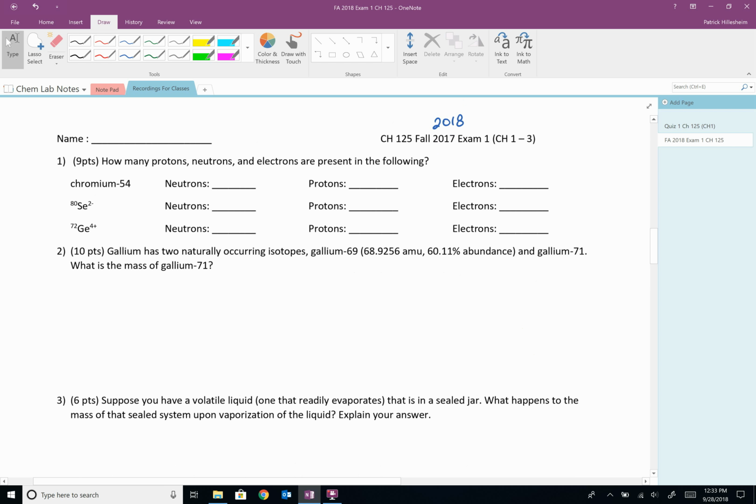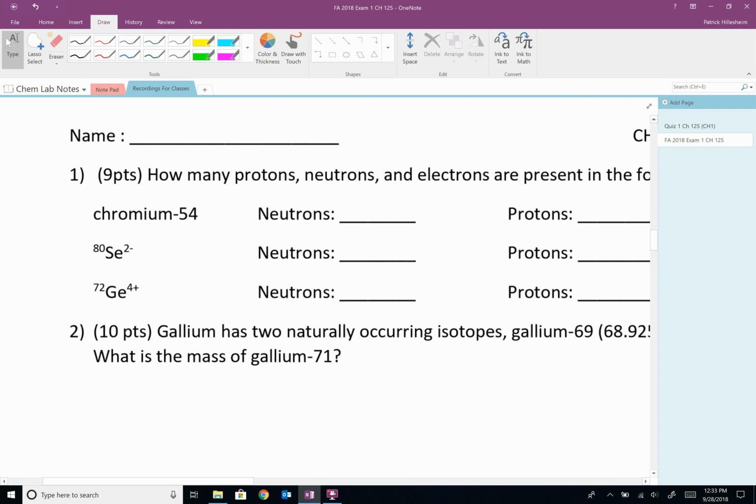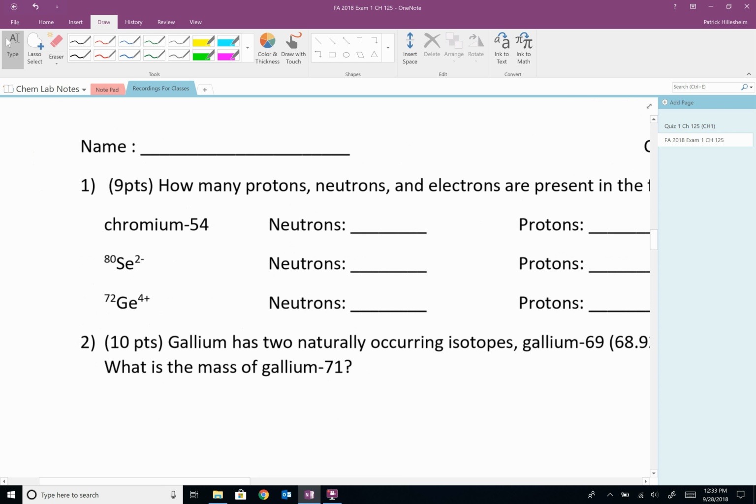So chromium 54. First thing to realize, let me zoom in here, when we're dealing with notation for isotopes, we need to know what the numbers mean, and where the information is coming from. So let's start with the second one real quick. Let's look at this guy right here. A couple of important bits of information. So let's start with the obvious, the Se.